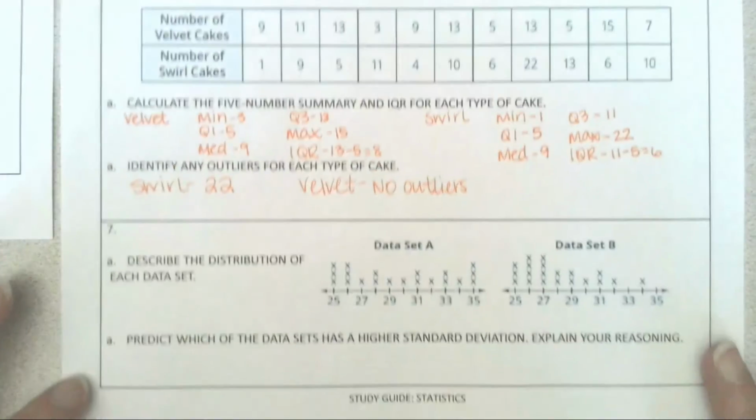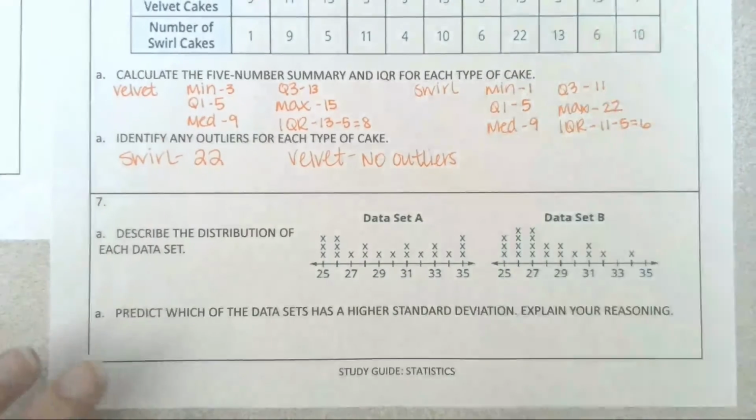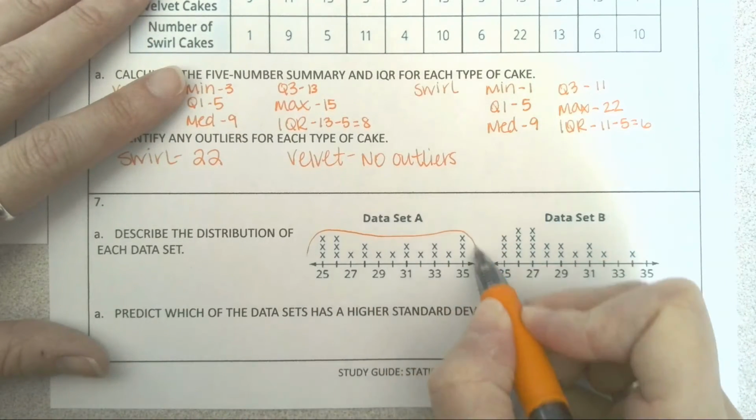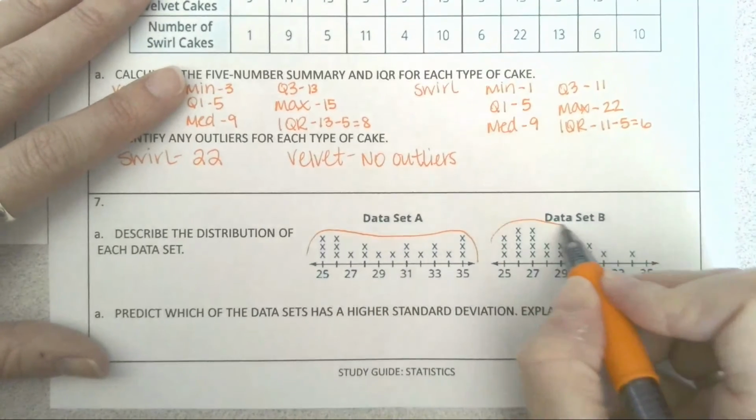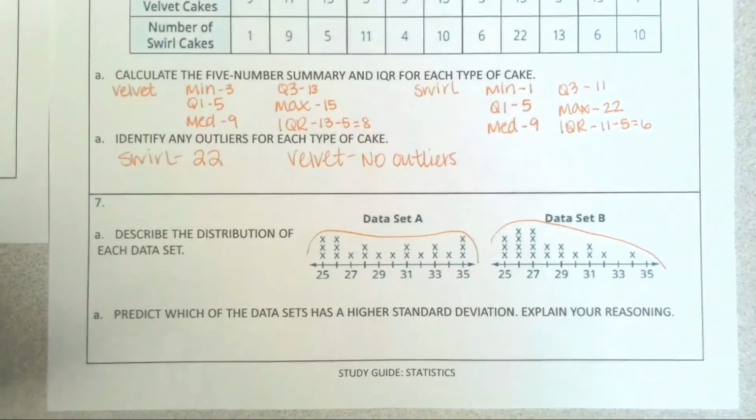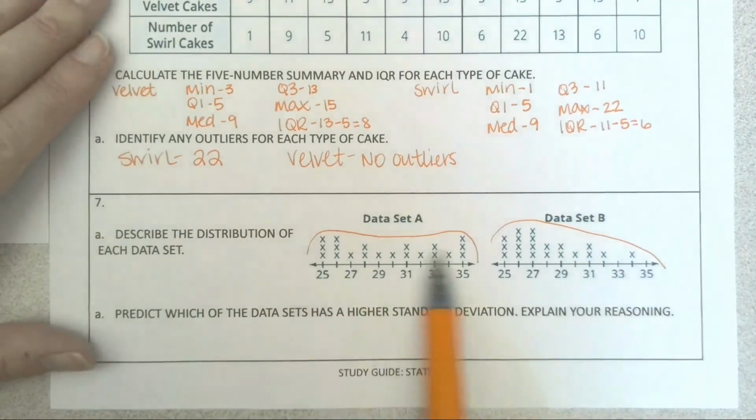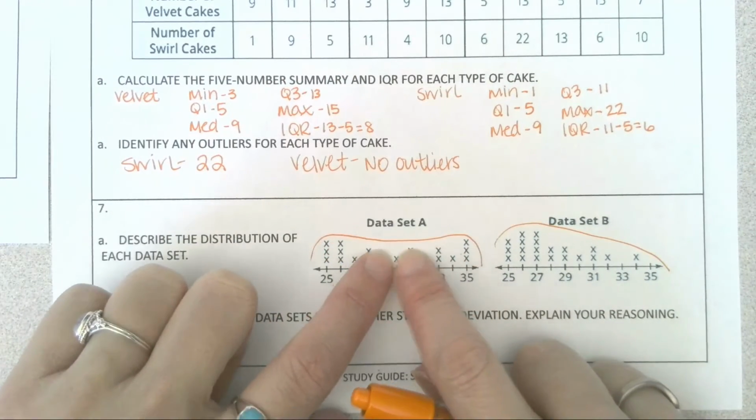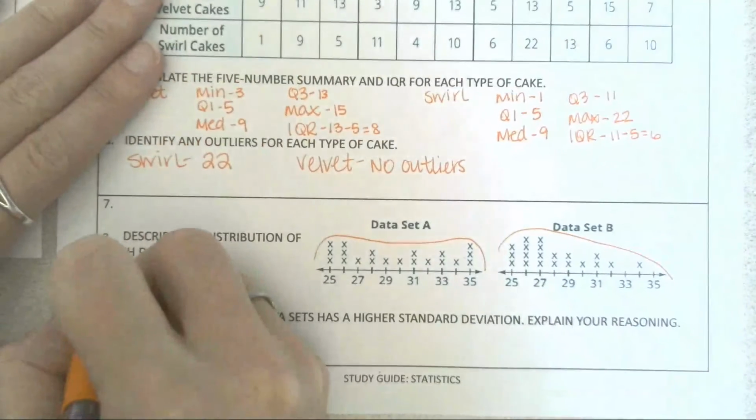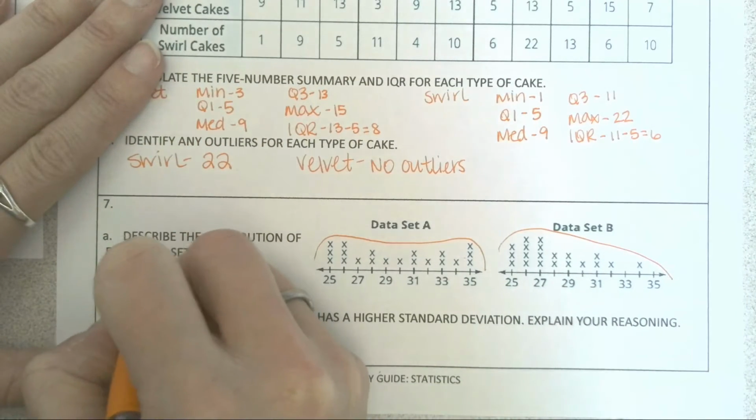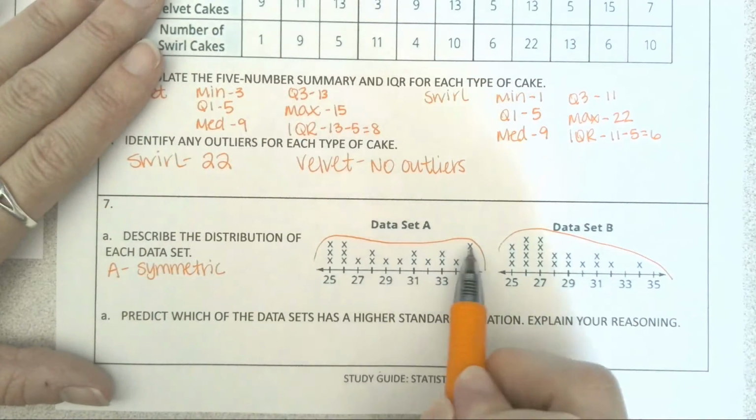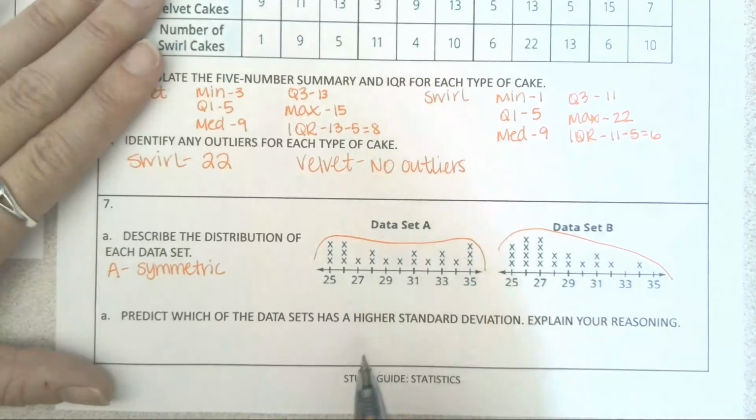Okay, last question. Number 7, describe the distribution of each data set. Data set A is very spread out, but you can see how it's high on either end, and there are some things in the middle. I would actually tell you that data set A is relatively symmetric. Even though the highest point is not right in the middle, it is about the same on both sides. Maybe a little bit skewed to the right, barely.